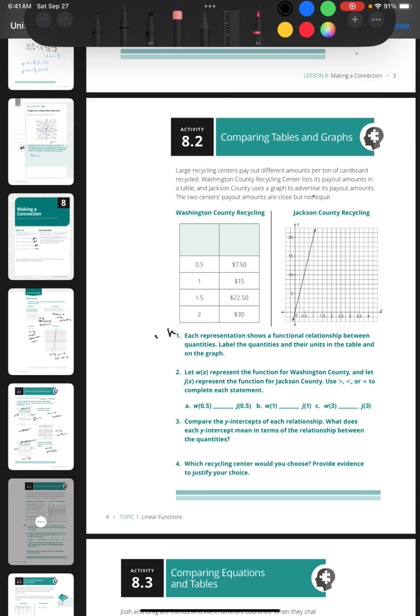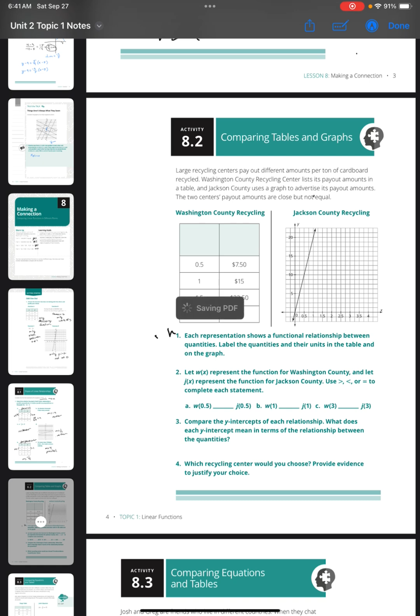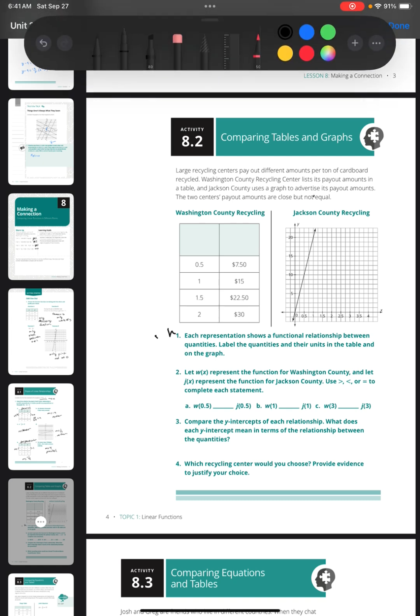All right, activity 8.2. Large recycling centers pay out different amounts per ton of cardboard recycled. Washington County Recycling Center lists its payout amounts in a table, and Jackson County uses a graph to advertise its payout amounts. The two centers' payout amounts are close but not equal. So what we're going to be doing here is comparing these in these few questions and deciding which one gives us the better opportunity as a customer.